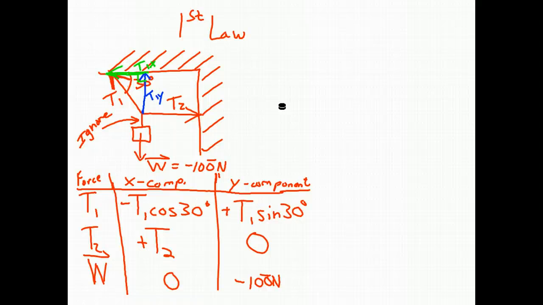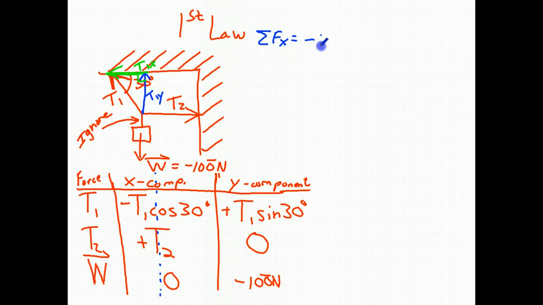Now we need to think about Newton's first law. Newton's first law says sum of the forces equals 0. So what I need to do, I need to add up all of my x components and set them equal to 0. So sum of the forces in the x direction equal 0. All right? I'm going to add all these up right here and set them equal to 0.